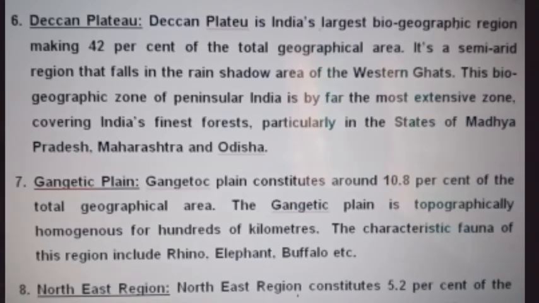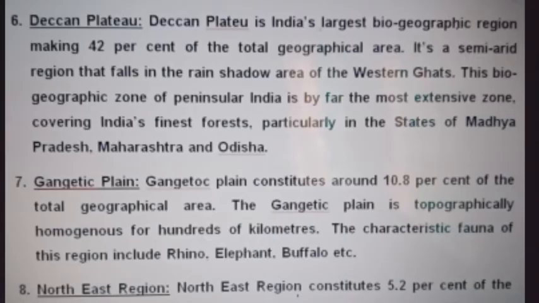Now the sixth one, that is the Deccan Plateau. The Deccan Plateau is India's largest biogeographical region, making up 42% of the total geographical area. It is a semi-arid region that falls in the rain shadow area of the Western Ghats. This biogeographic zone of peninsular India is by far the most extensive zone, covering India's finest forests, particularly in the states of Madhya Pradesh, Maharashtra and Odisha.